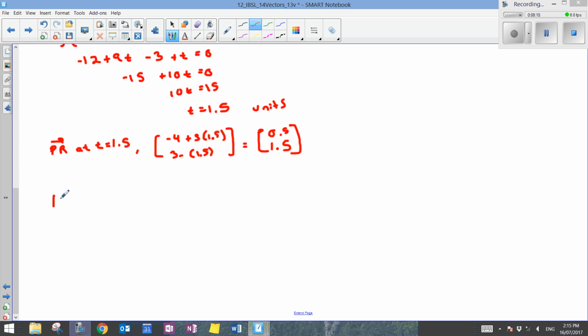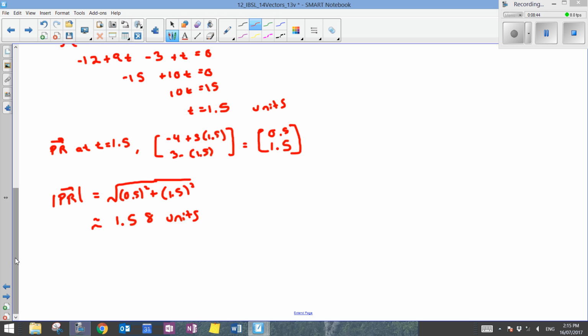So now the magnitude of PR is going to be the square root of 0.5 squared plus 1.5 squared. All right, so we wind up with approximately 1.58 units. And again, we're not sure what the distance units are, but that actually gives us our distance because we took the magnitude of that vector PR.